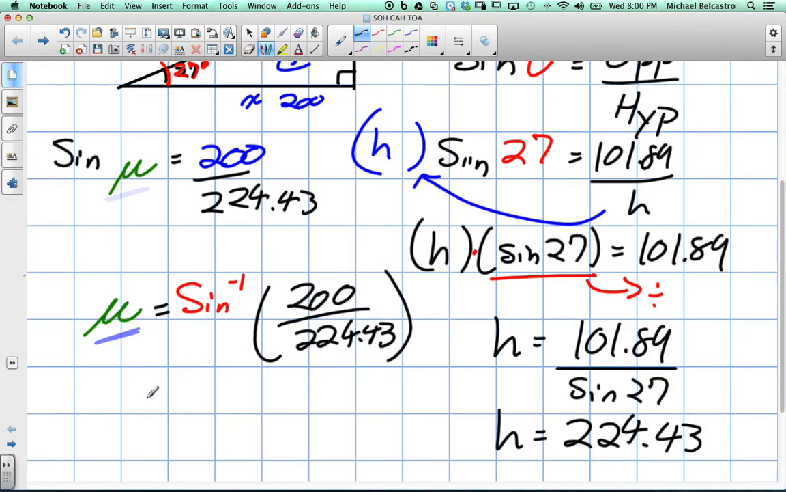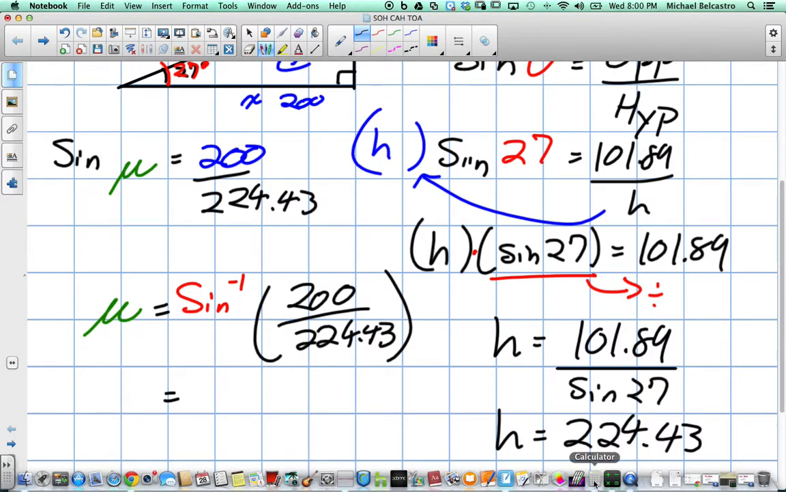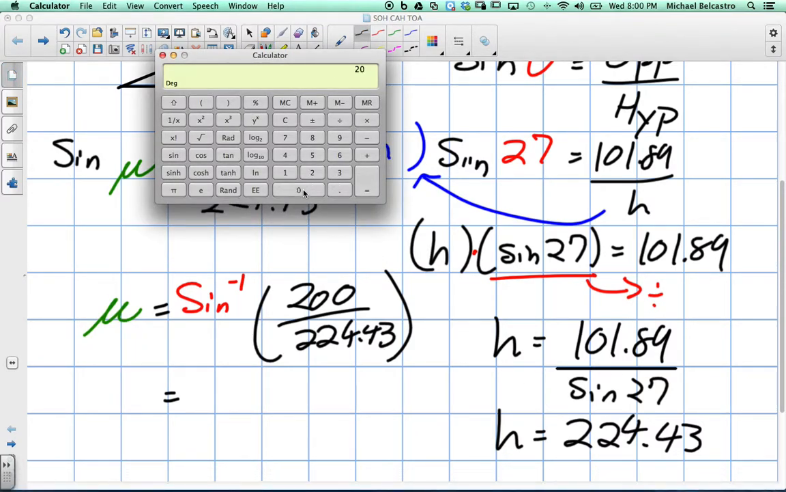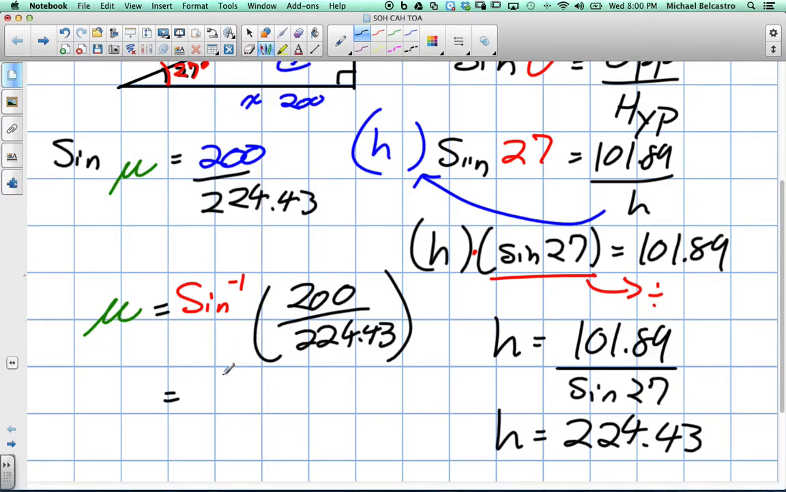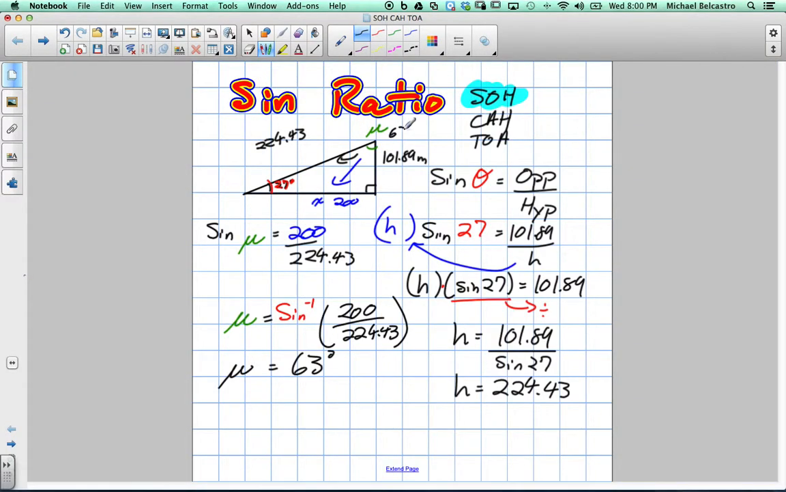We do that to 200 divided by 224.43. We put that in our calculator: 200 divided by 224.43 equals, that's the decimal. Then we do the second function of sine, so I hit shift, and there's my sine inverse. I'm in degrees, which is important, and it equals 63. We've figured that out 3 different ways now. And there it is, our 62 degrees.